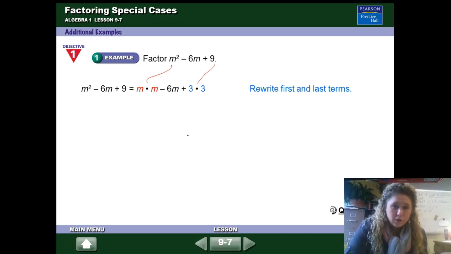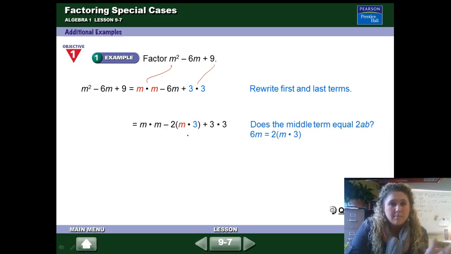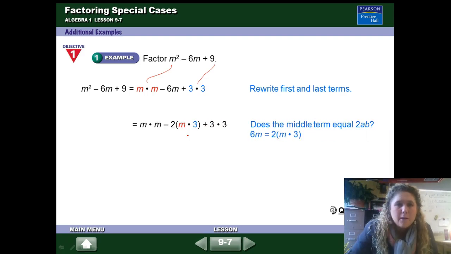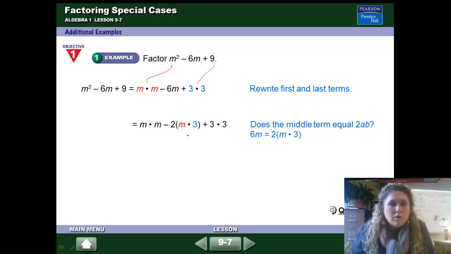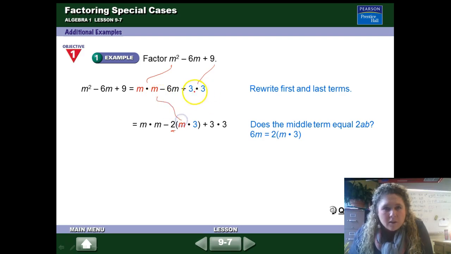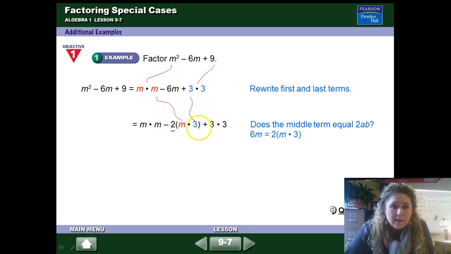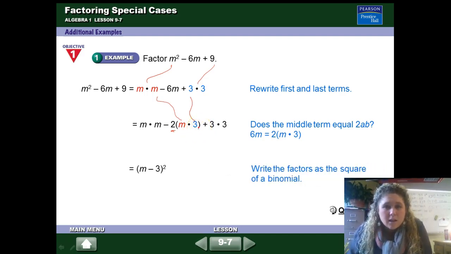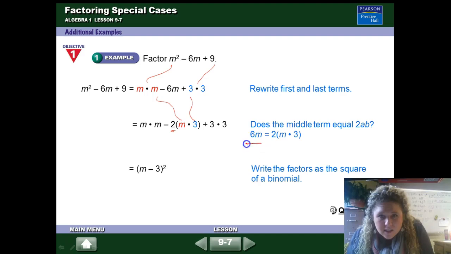Now, that's starting with the first and the last terms in my FOIL piece. Now we need to look at that middle piece. We know it's 2, 1 from my first, and 1 from the second. Well, 2 times m times 3 is going to give me 6m.